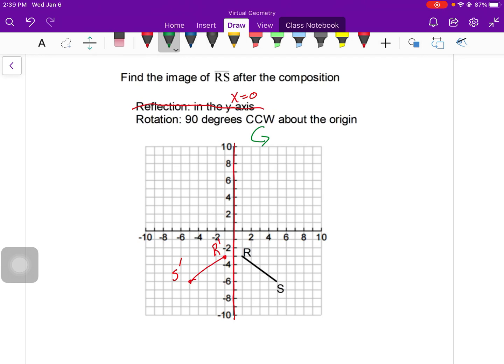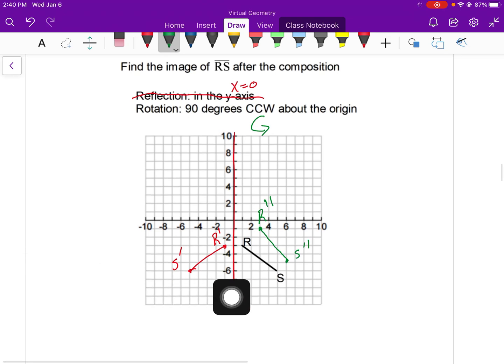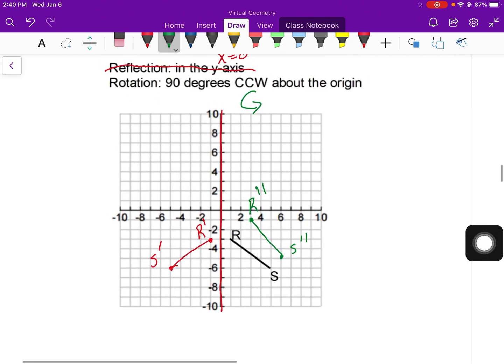So I said 3, comma, negative 1. That's going to be R double prime. And then I said 6, comma, negative 5 for S double prime. We get that piece right there. If you were to use the distance formula, you can verify that R to S is the same distance as R prime to S prime. Doesn't maybe look like it, but the slope has changed a little bit. So it might make it look like one's longer than the other, but they are in fact congruent.